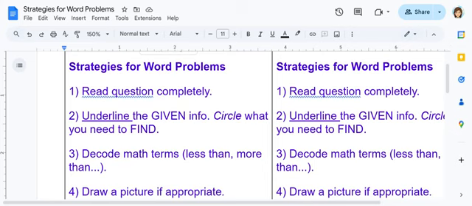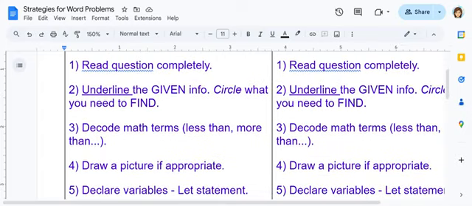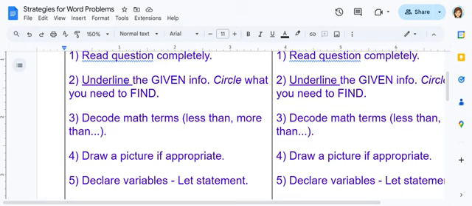if processing the information while you read is difficult. I get it. And so for me, when I read word problems, the first time, I read the whole thing without highlighting anything. All I do is just read. And then I read it a second time and I'll underline stuff. Or the first time I underline, second time I read through, but I take my time to process the information. Underline the given info, circle what you need to find.